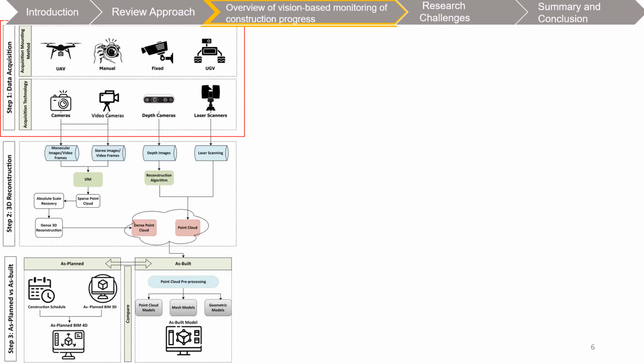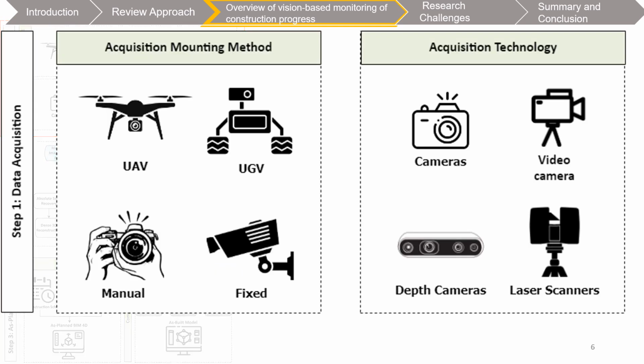Based on literature review, the process of monitoring construction progress using computer vision in any construction site can be divided into three main steps. Data acquisition is the first and most important step in the computer vision construction progress monitoring process. The method used will determine how well the construction site can be monitored and how subsequent steps can be developed.